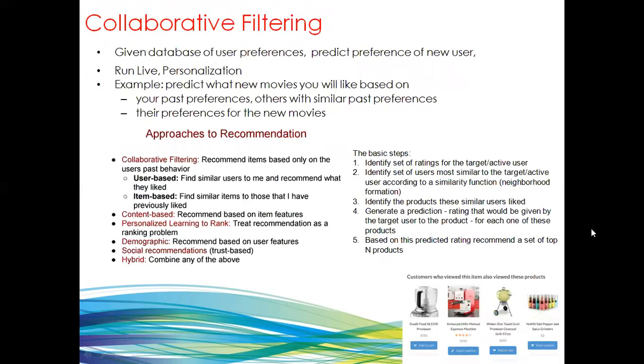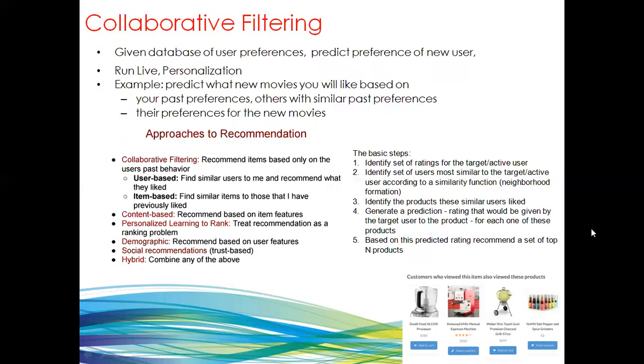I will quickly go through collaborative filtering. As I mentioned, this is primarily used in Netflix recommendations. So you are basically given a database of user preferences. So I have preferred movies A, B, C, D, F, whatever. And so I want to predict the preference of a new user. So the new user could be very similar to mine, for example.